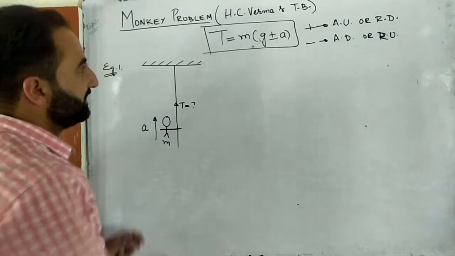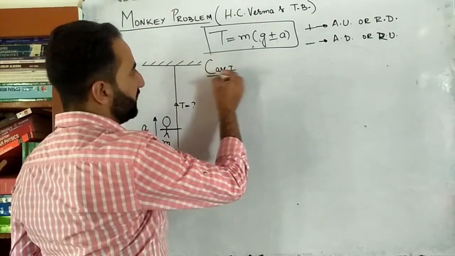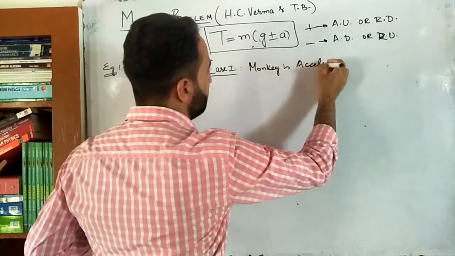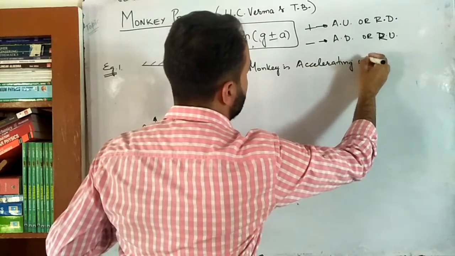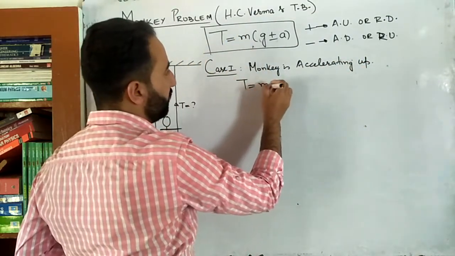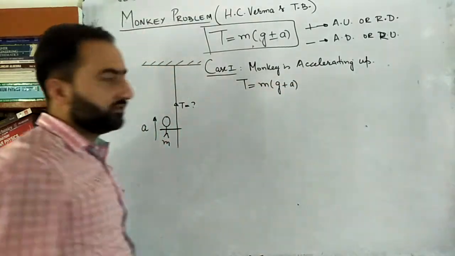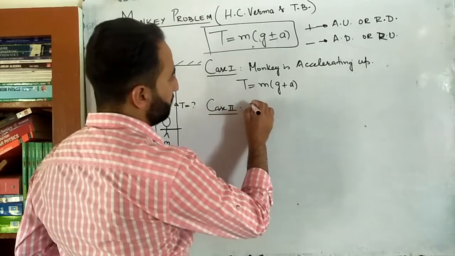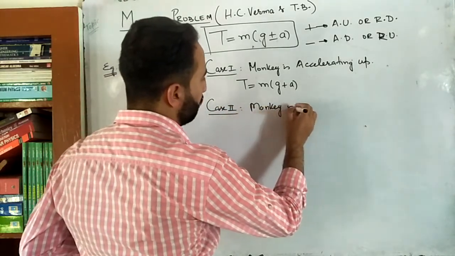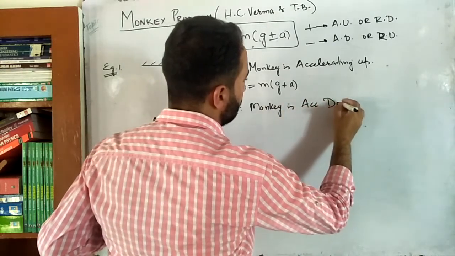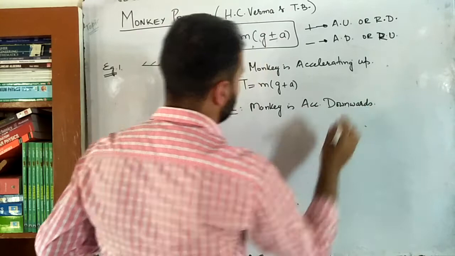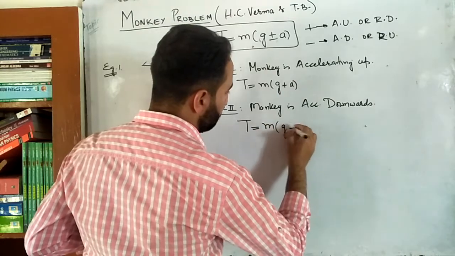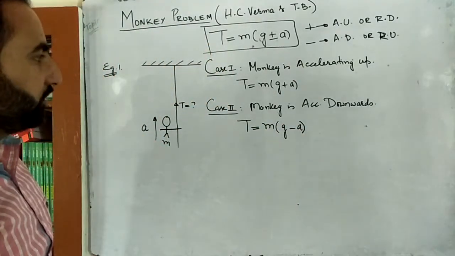Now there are different situations like this. Case first: the monkey is accelerating upwards. Then the tension is simply m into g plus a. Case second: the monkey is accelerating downwards. What will the tension be in this situation? The tension T is equal to m into g minus a.